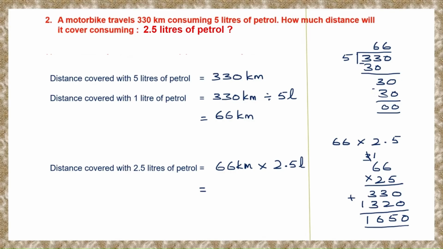Now let's go back to the question and look at the decimal place. There is one decimal place in the question. That means in my answer also there should be one decimal place. After the point, one number, so the point comes there. So the distance covered will be 165.0 or simply 165 kilometers. So this is our answer. So we've done the first part of the answer. Distance covered with 1 liter of petrol we found to be 66 kilometers. Then the distance covered with 2.5 liters of petrol is 165 kilometers.